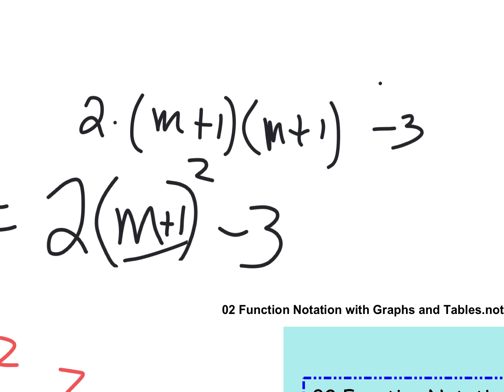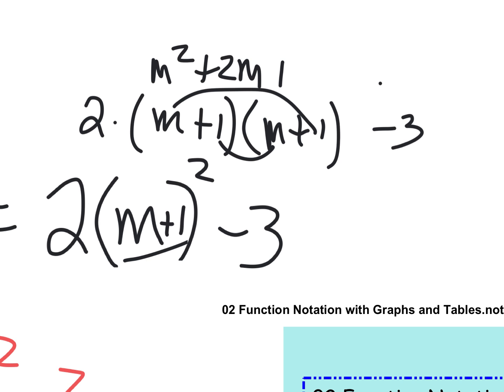Okay, so now you probably have m squared. The outside and the inside make 1m, and another 1m makes 2m. You got to get good at doing those in your head. And then 1 times 1 is 1. Sorry, it's times. It's not plus. A lot of people get goofed up and put a 2 right there. The 2 goes in front. We haven't done that yet. And then we subtract 3.